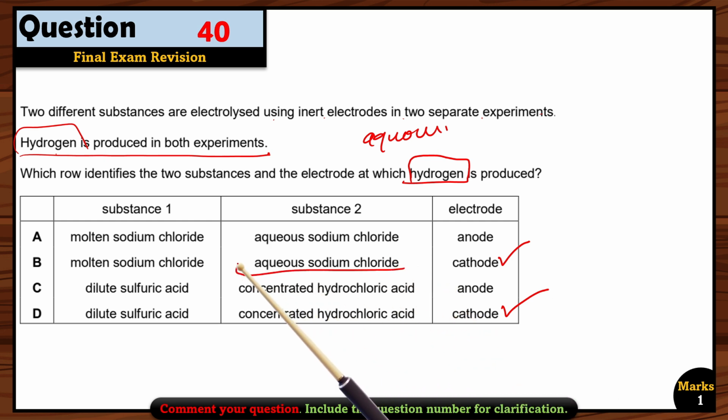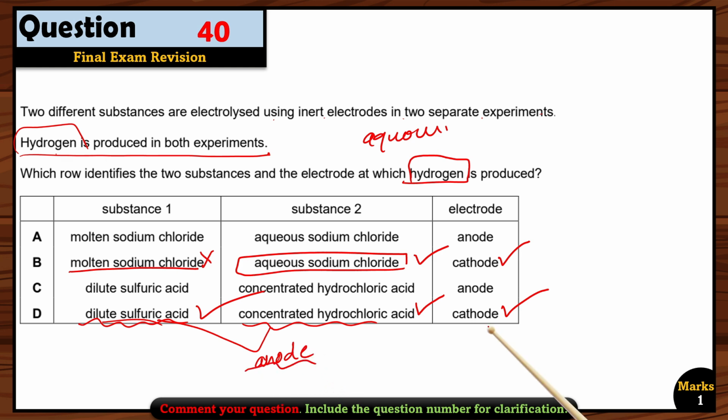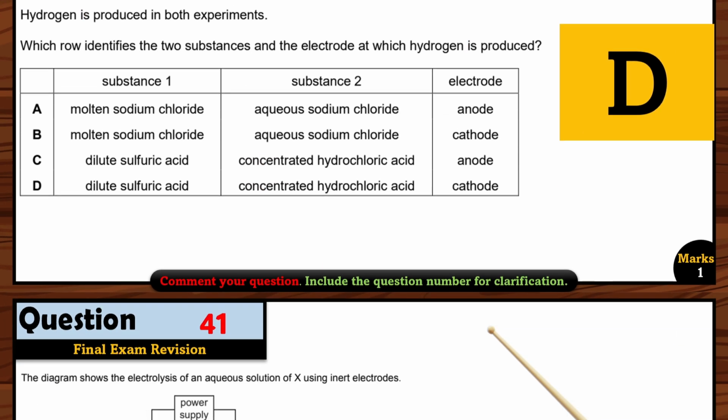Substance 2, aqueous sodium chloride. Yes, that's right. Molten sodium, no. We need both to be aqueous. Now, concentrated hydrochloric acid. Yes, that's aqueous, right? It doesn't matter whether it's concentrated or dilute. And dilute sulfuric acid. Yes, that's right. Because concentrated and dilute only matter for the anode, not for the cathode, right? So option D is the right option.